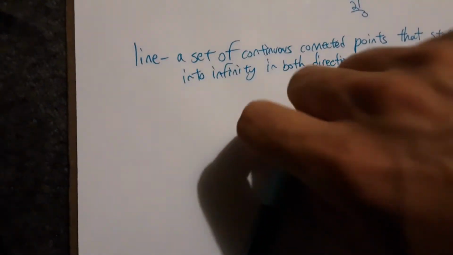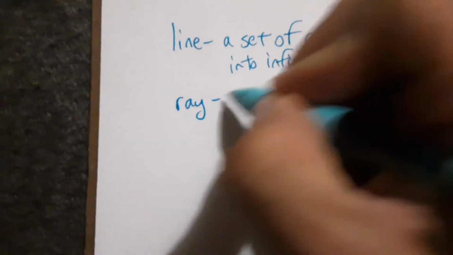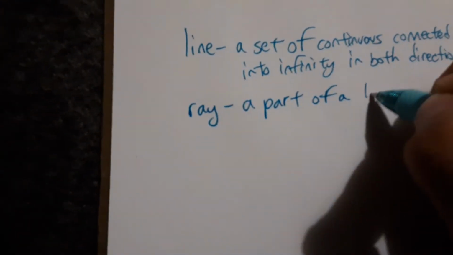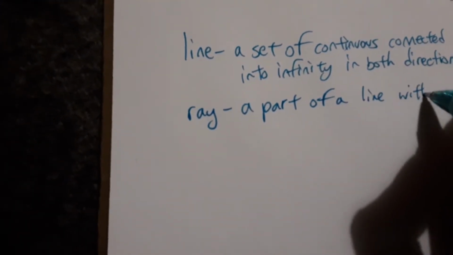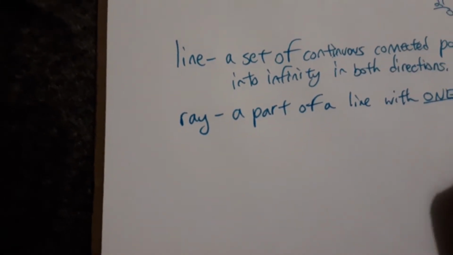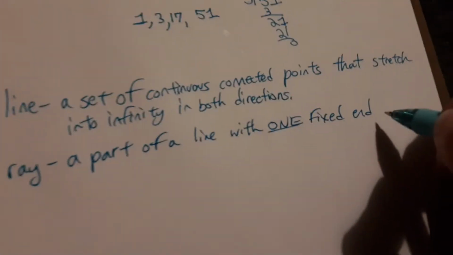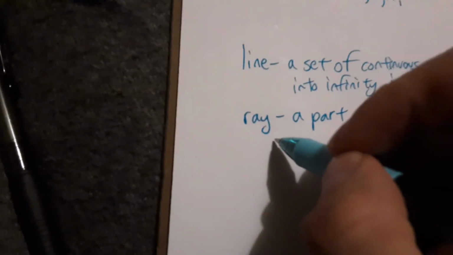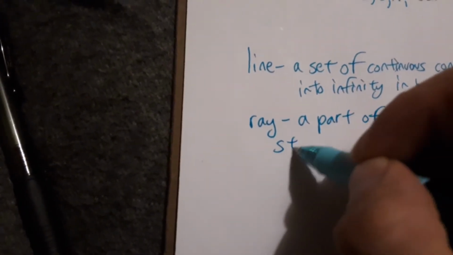Okay, a ray is a part of a line with one fixed endpoint stretching into infinity in one direction.